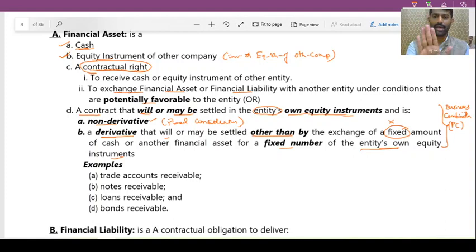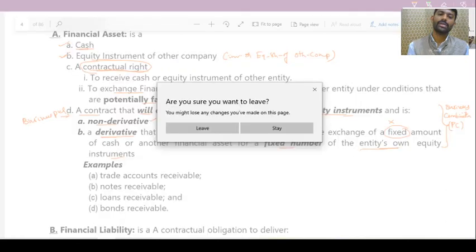We have entered into a contract to sell the business or purchase the business. If I purchase the business, for me it is a financial asset. Got it? I repeat, business purchase is what? Financial asset. Business purchase is a financial asset. So that is the contract we have entered into to purchase one more company. But for that we have to settle other than by way of what?